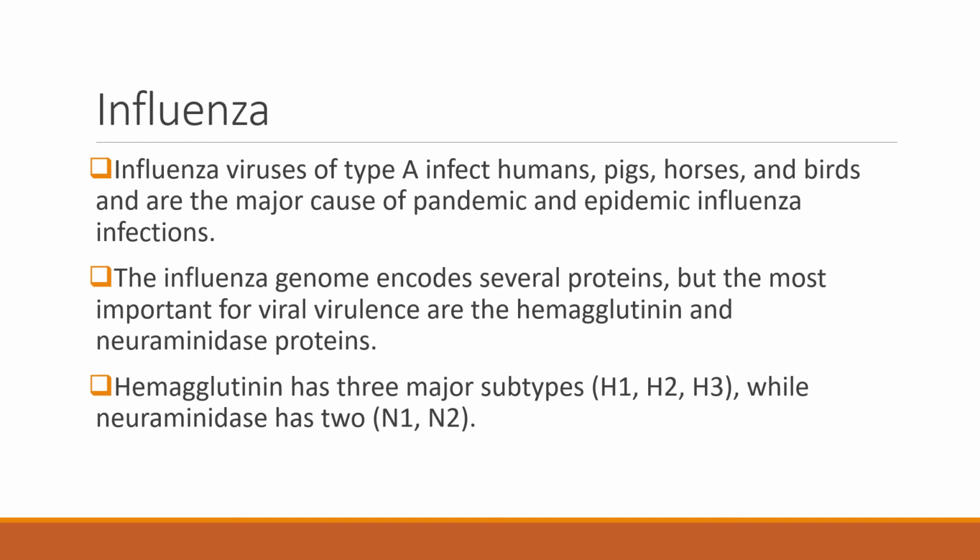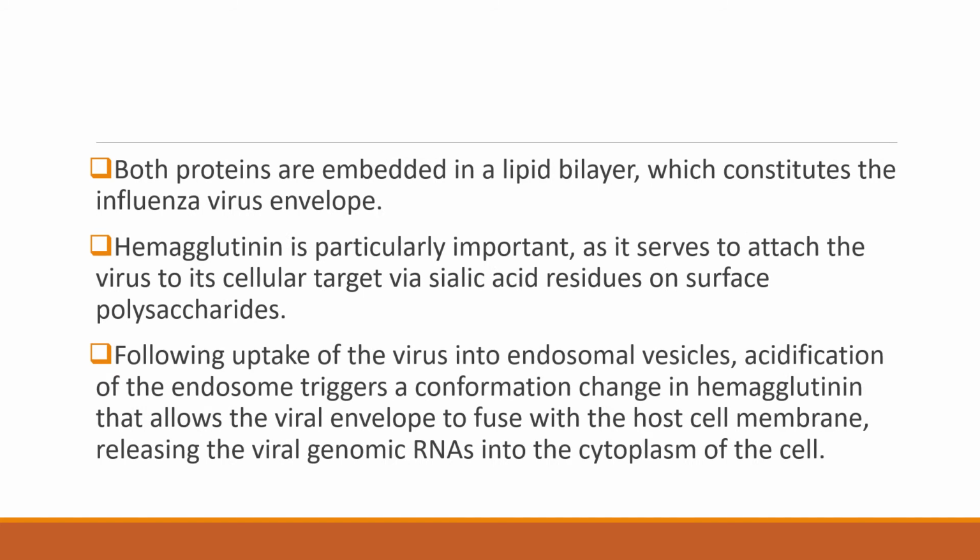First, let us see the influenza viruses. Influenza viruses of type A infect humans as well as pigs, horses, and birds, and they are the major cause of pandemics as well as epidemics. The influenza genome encodes several proteins, but the most important for viral virulence are the hemagglutinin and neuraminidase proteins. Hemagglutinin has 3 major subtypes, while neuraminidase has 2 subtypes. Both proteins are embedded in a lipid bilayer that constitutes the influenza virus envelope.